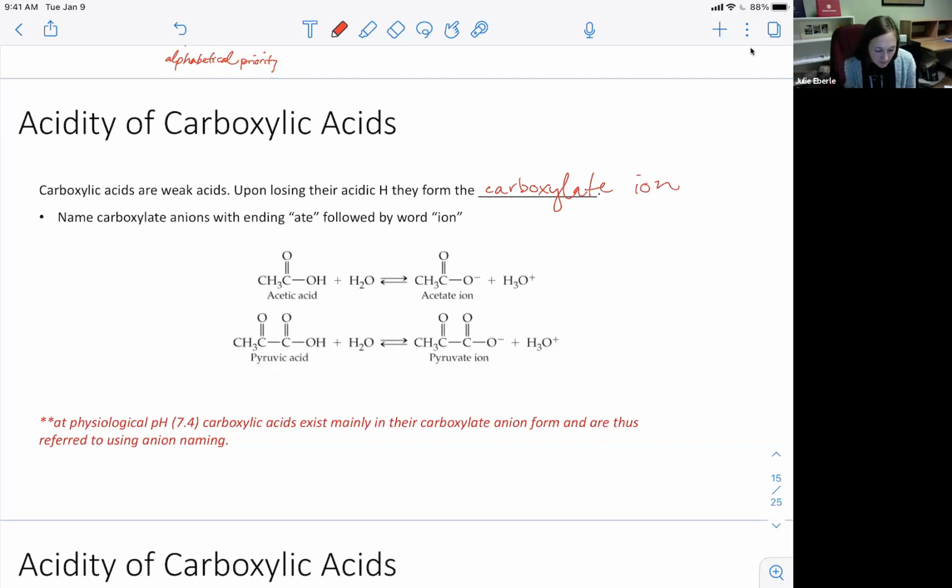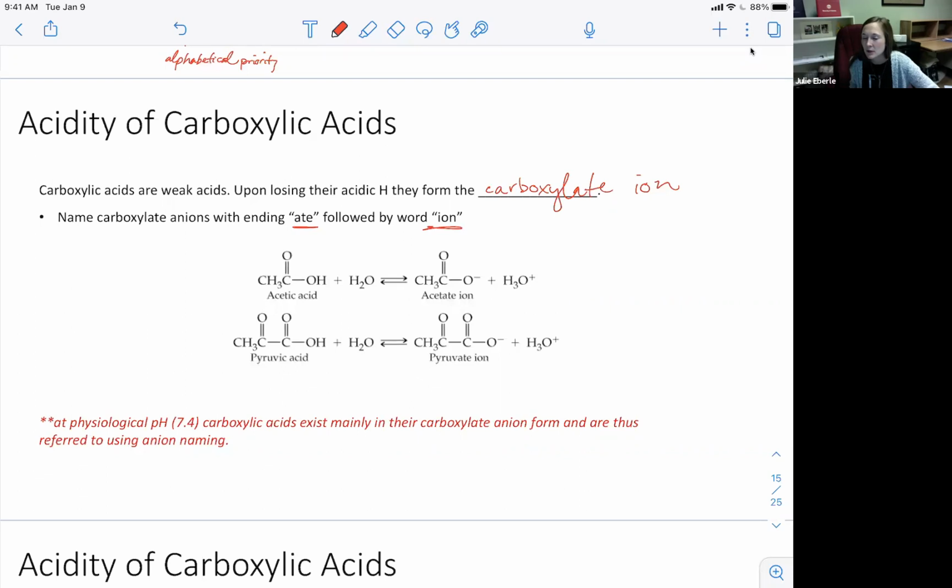And this is going to feel confusing, but let me explain something. We name carboxylate ions with the name ending ATE. Okay, why is that confusing? What else do we name ATE? We just went over it. Yes, we name esters ATE. So why are we reusing this? That's confusing. But we use the word ion, okay?